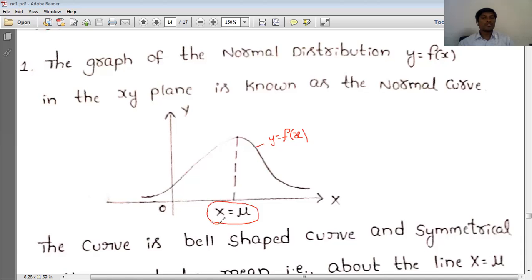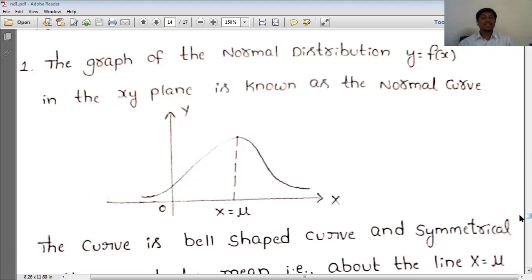Mean. Symmetrical about mean. And here we will see the standard normal variate, which is z equal to x minus mu by sigma, where mu is the mean and sigma is the standard deviation, and x is a continuous random variable. So what is meant by normal curve? A graph of the normal distribution y is equal to f of x in the xy plane. It means a curve located in the xy plane, in the form of this one, that bell-shaped curve is known as the normal curve.